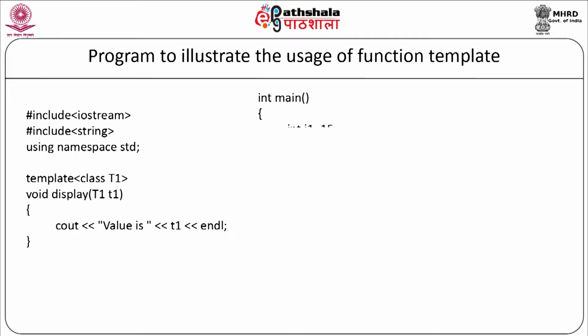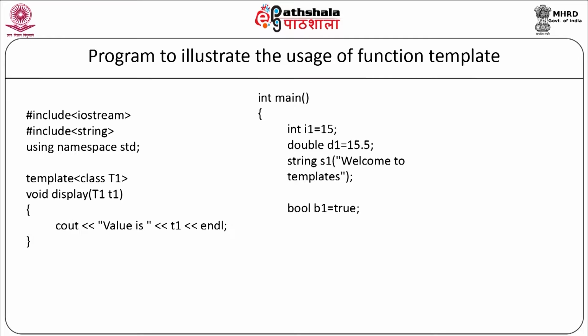int main, int i1 = 15, double d1 = 15.5, string s1 = "welcome to templates", boolean b1 = true. Now, we are going to call a display function with all these data types: integer, double, string and boolean. We call display(i1), display(d1), display(s1), display(b1), and return 0, and our main program will end.